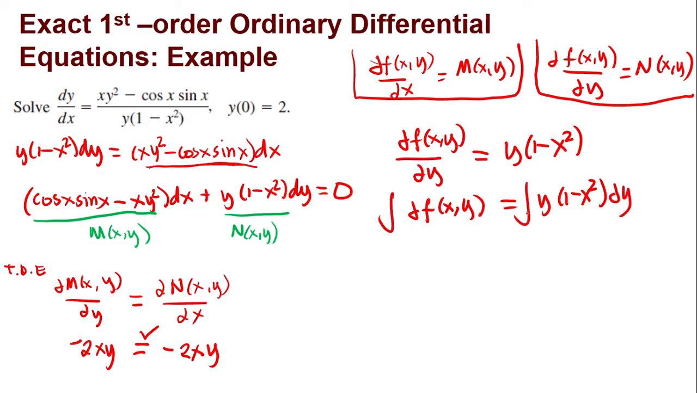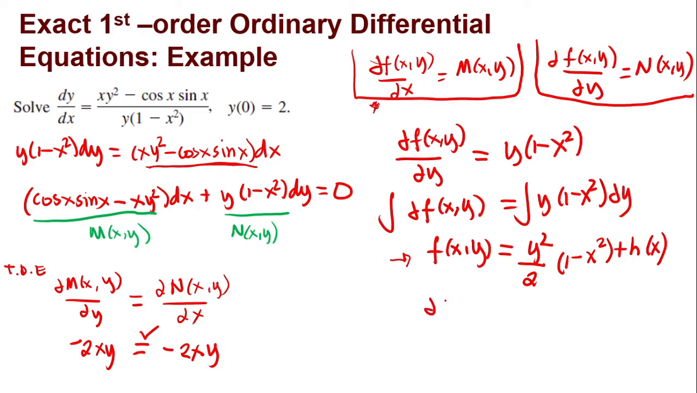So integrate both sides. We have f of xy equals the integral of y times the quantity 1 minus x squared dy, which gives y squared over 2 times 1 minus x squared plus h of x. Now, to get the value of our h of x, we're going to differentiate partially this f of xy with respect to x so that we can use this first assumption.